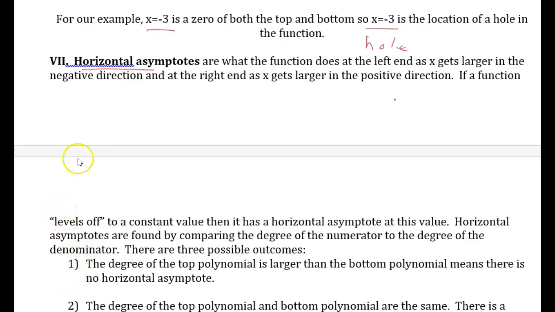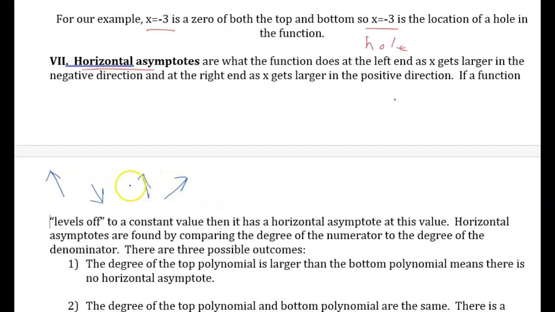Now, in part three here, we're going to look at horizontal asymptotes. Horizontal asymptotes are what the function does at the left and right ends. It's the end behavior of a rational function. And this doesn't happen with polynomials. With polynomials, your end behavior always either goes up or down. It either goes off to positive infinity or to negative infinity. So when you have a polynomial, we had things like rises to the left, falls to the right, or rises left and rises right.